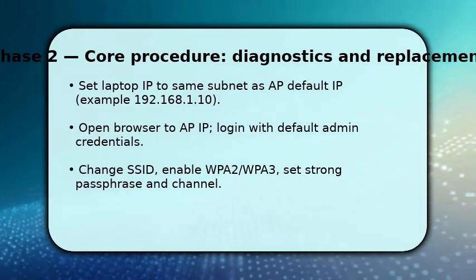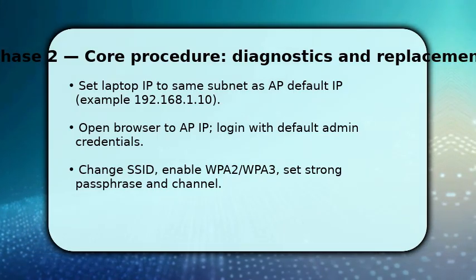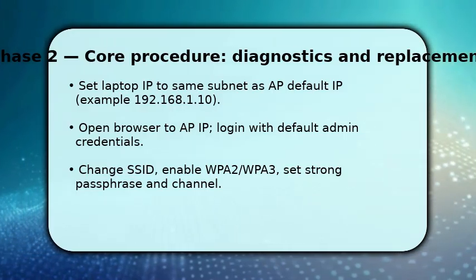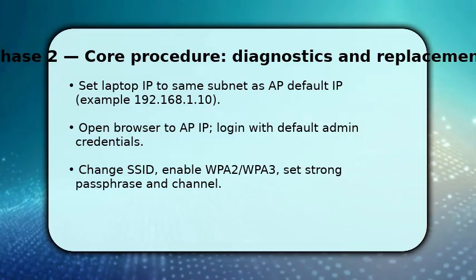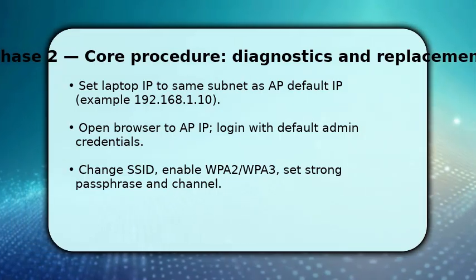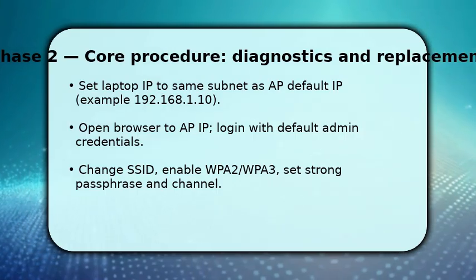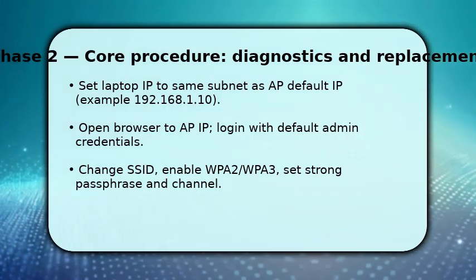Open a browser, enter the AP's default IP, and log in with the provided admin credentials, then immediately change the admin password to something secure. Now rename the SSID to a clear, unique name and select WPA2 or WPA3 with a strong passphrase.